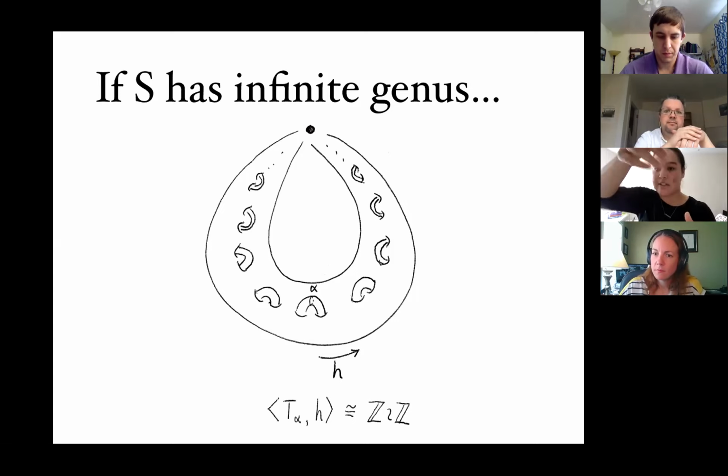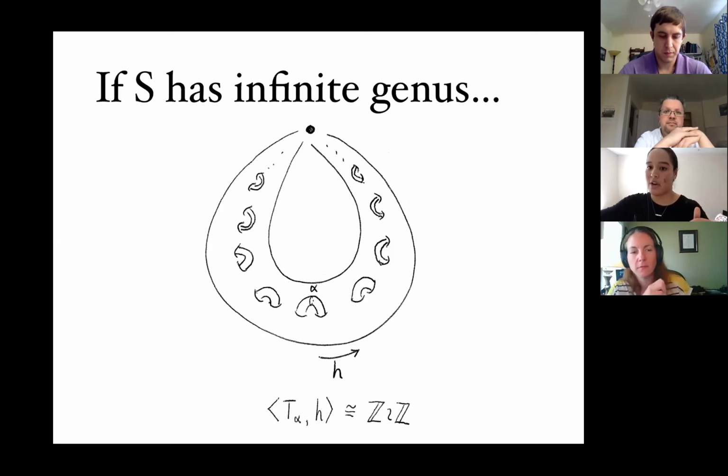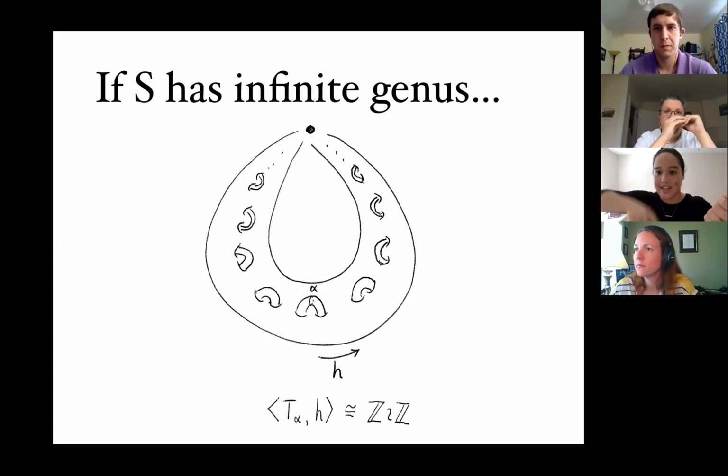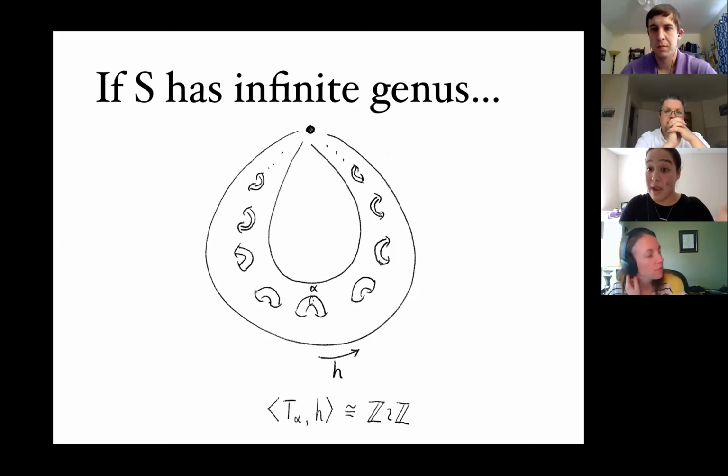Each of these handles gives me a copy of Z, and my lamplighter can go along. Really here, the lamplighter is not so much going along as it's shifting everything to the middle, and then I can choose what Z I want and then shift it back. So here's for my infinite genus, this is my Z wreath Z.